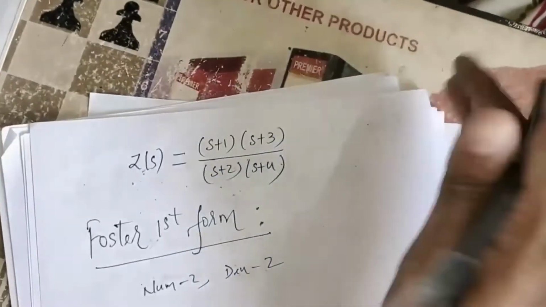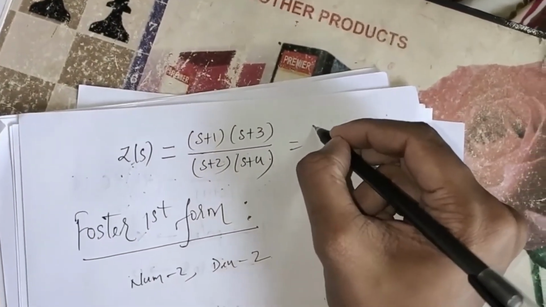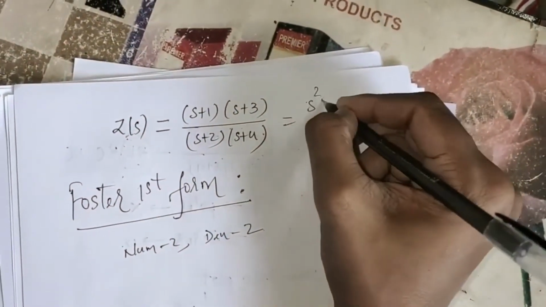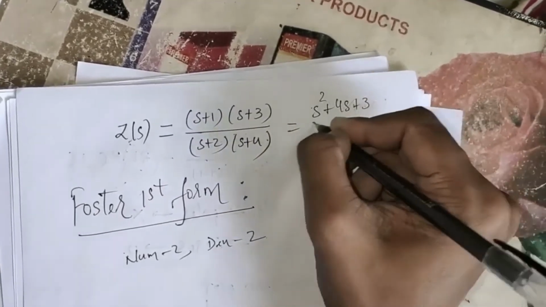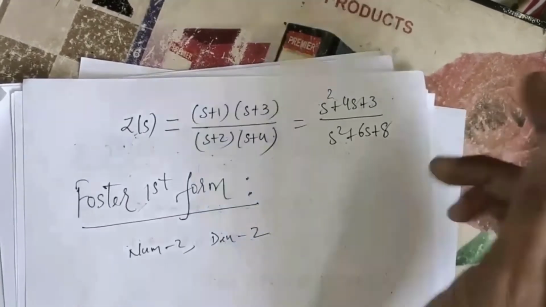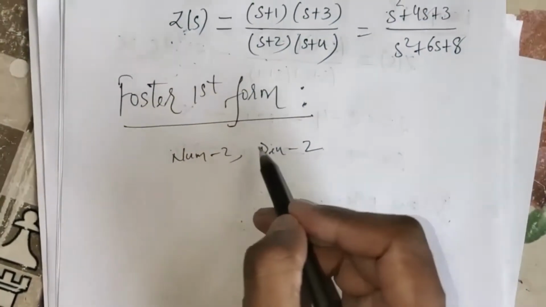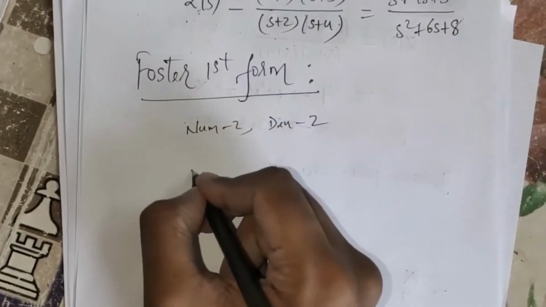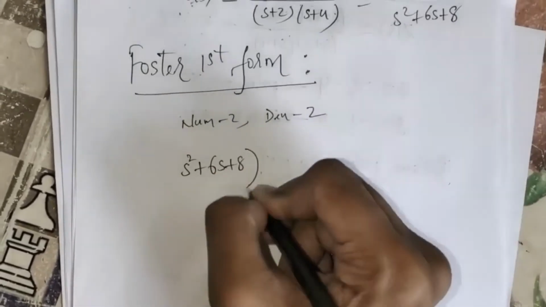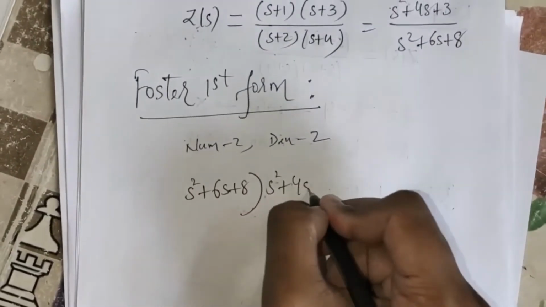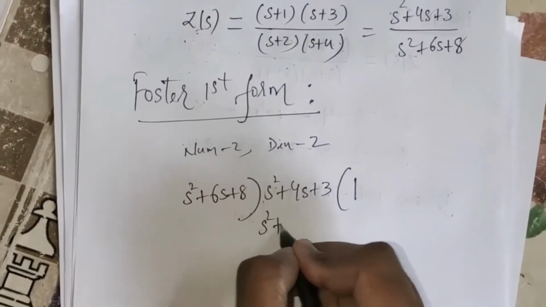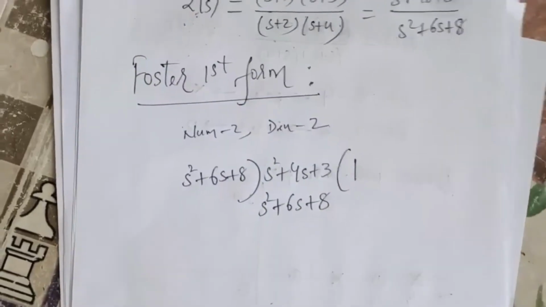So first, if we multiply all these, the numerator becomes s square plus 4s plus 3. Then the denominator becomes s square plus 6s plus 8. So since the numerator degree is equal to the denominator degree, I am dividing numerator by denominator once. So s square plus 6s plus 8, s square plus 4s plus 3. So this goes once. So you'll get s square plus 6s plus 8.